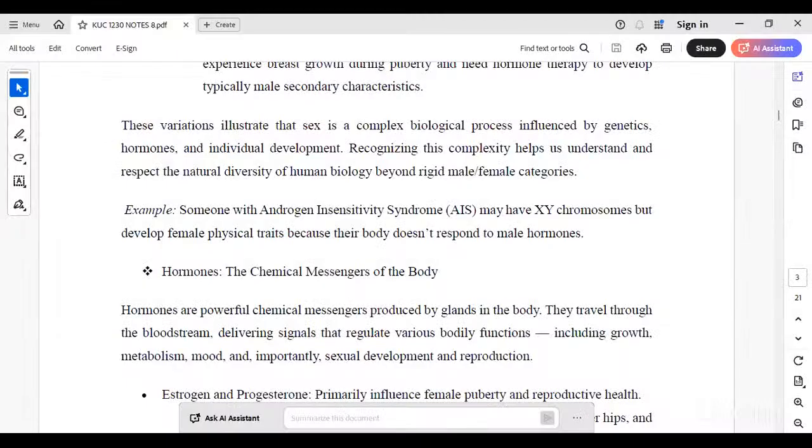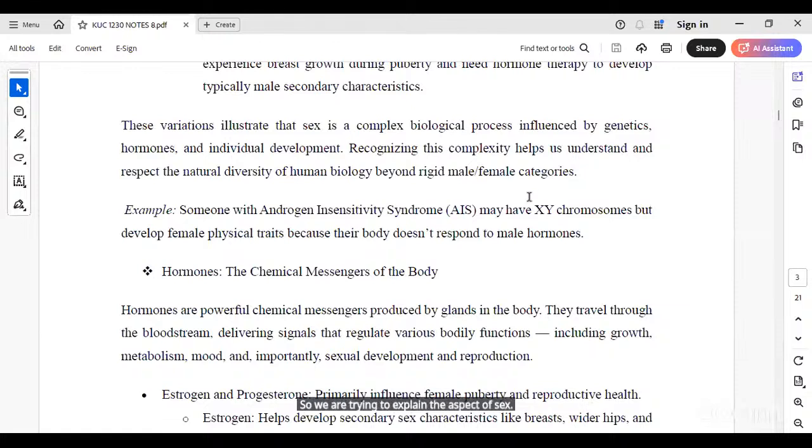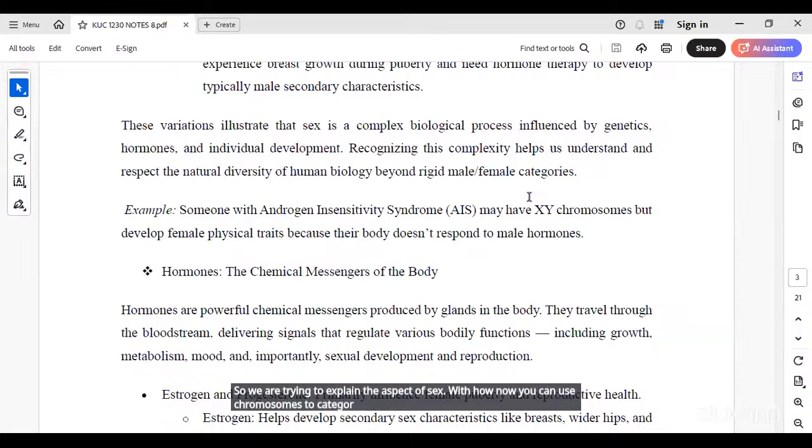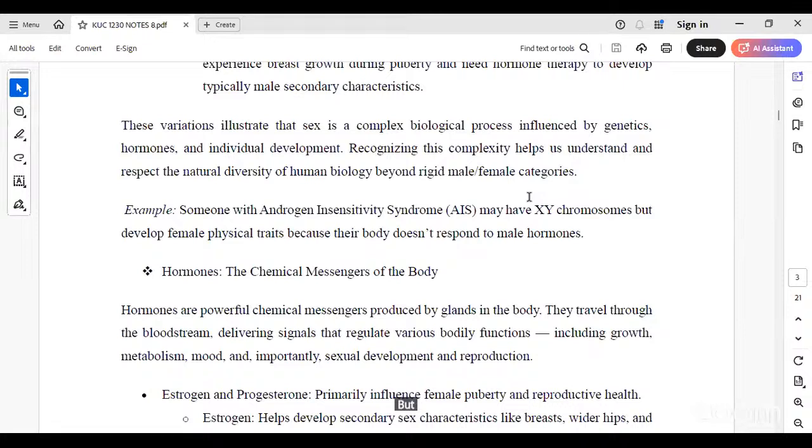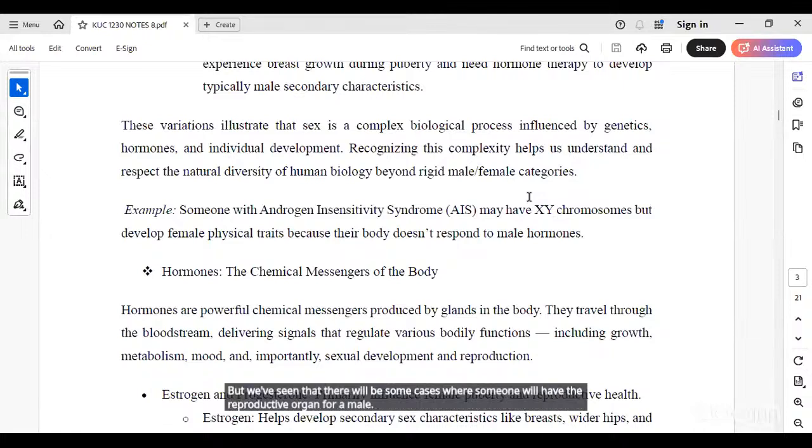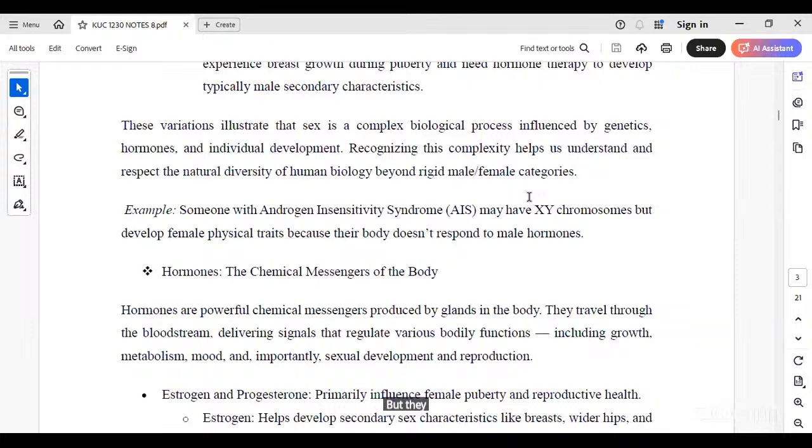So we're trying to explain the aspect of sex with how now you can use chromosomes to categorize someone as either male or female. But we've seen that there will be some cases where someone will have the reproductive organ for a male, but they have physical traits for a female. And the opposite is also possible.